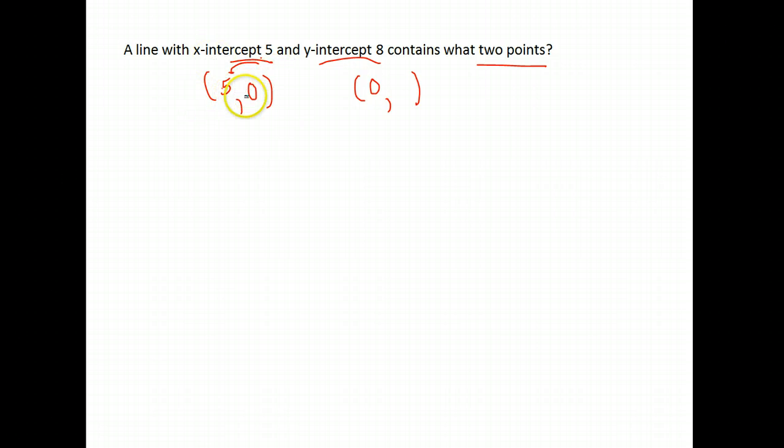This is our x-intercept. Our y-intercept is at 8, so that gives us 0, 8. Those 2 points are definitely on the line that has an x-intercept of 5, that's the point 5, 0, and a y-intercept of 8, that's the point 0, 8. And again, we're getting this from points have the coordinates x, y.